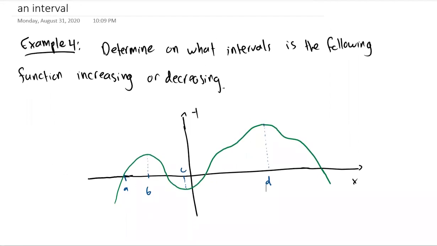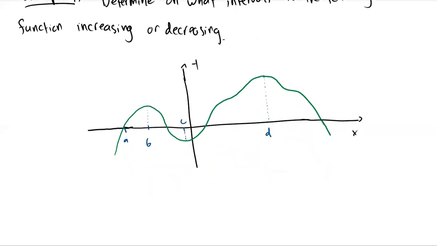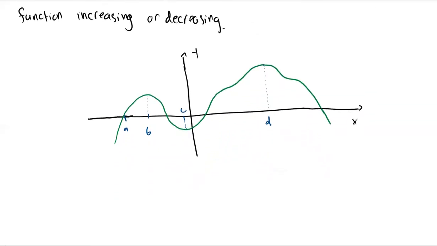Like I said, I'll give you precise definitions in a moment, but it's very easy to tell whether a function is increasing or decreasing by just looking at its graph. So here I have an example. Example 4: determine on what intervals the following function is increasing or decreasing. Basically, it's very easy to determine. You can do it this way.